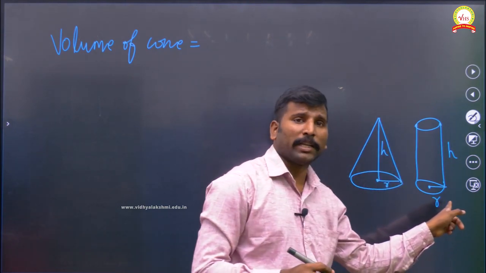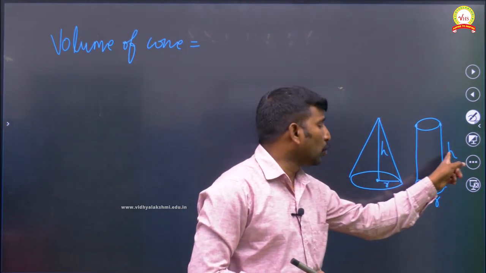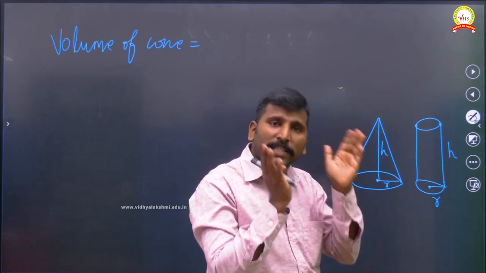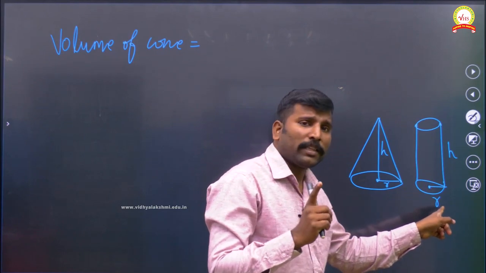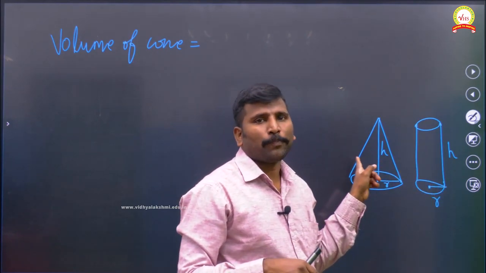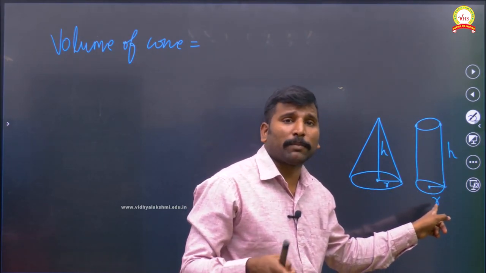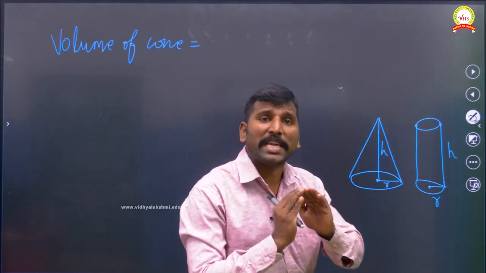Supposing radius 1 cm, here 1; height 2, here 2. So height and radius should be the same. Don't think height is equal to h. The height of the cylinder and the height of the cone, the radius of the cylinder and the radius of the cone should be equal.